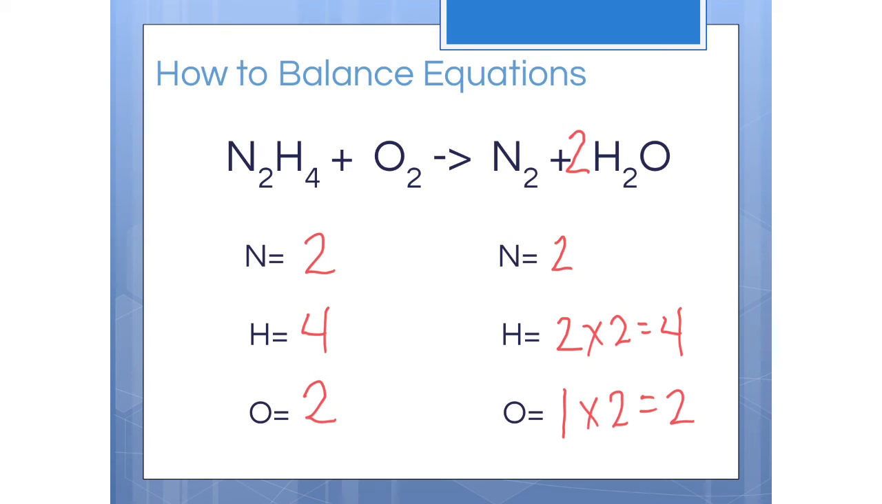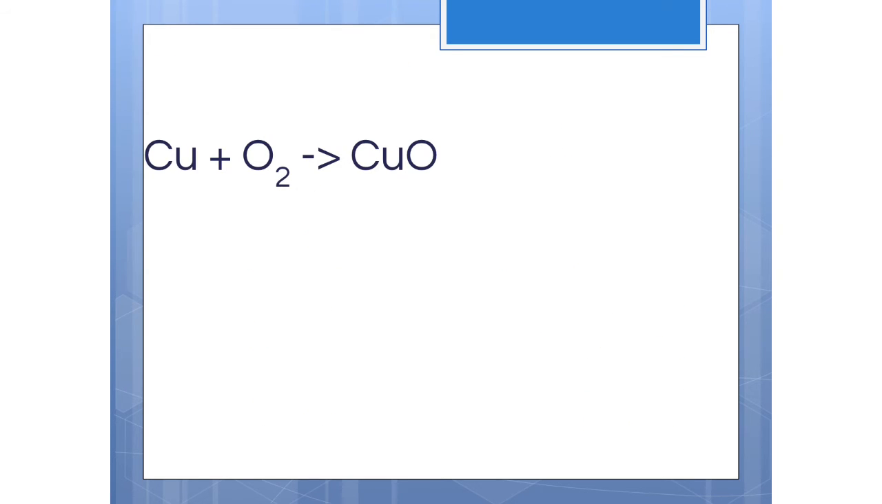All right, so let's look at another example. This here is a single replacement reaction, okay? So when you're going through, look at it and decide what type of reaction it is, so you continue to get that practice. Oh, and by the way, now looking at this one, we have copper and oxygen gas that combine together to create copper oxide. This is a synthesis reaction.